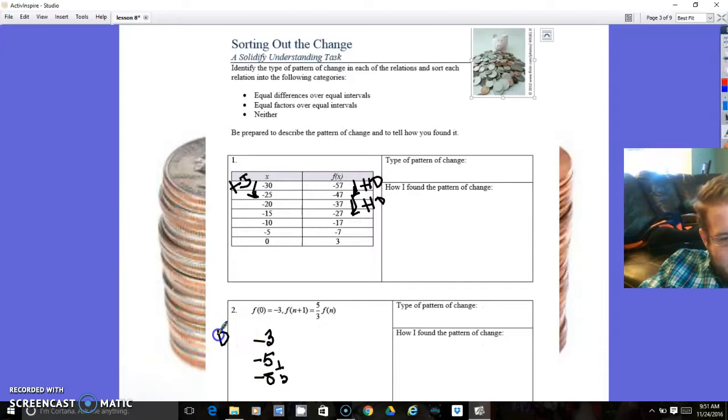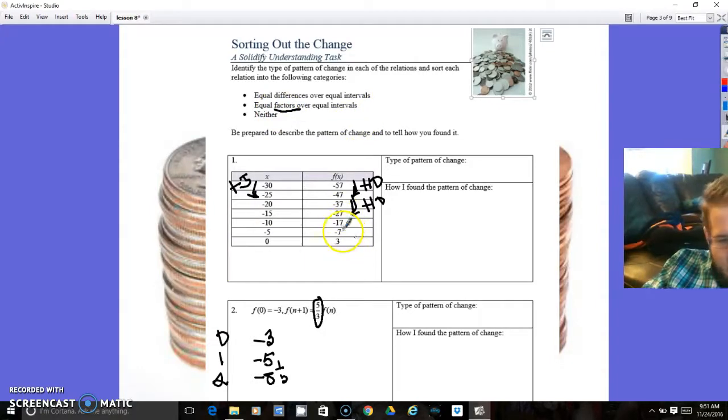So now, that's the 0th number, the first number, the second number. So yes, we have equal intervals, but do we have equal differences? It looks like this is decreasing by 2 and then decreasing by 3 1/3. So nope, it looks like we do not. In this case, we are not doing equal differences, but we're multiplying by 5/3. So that would be equal factors over equal intervals.